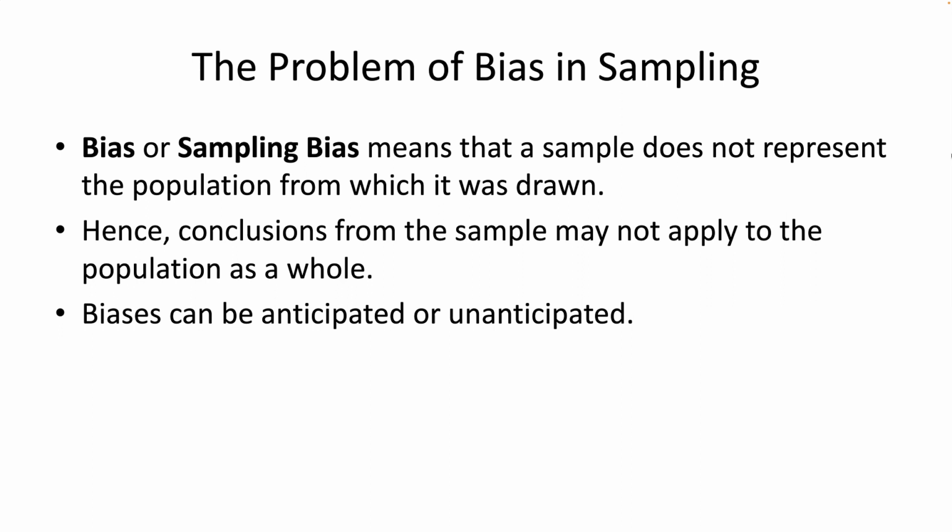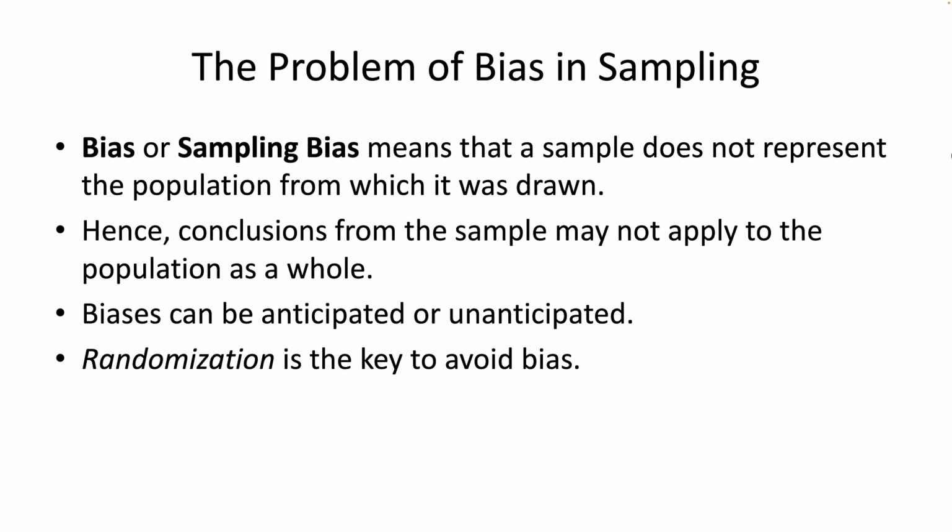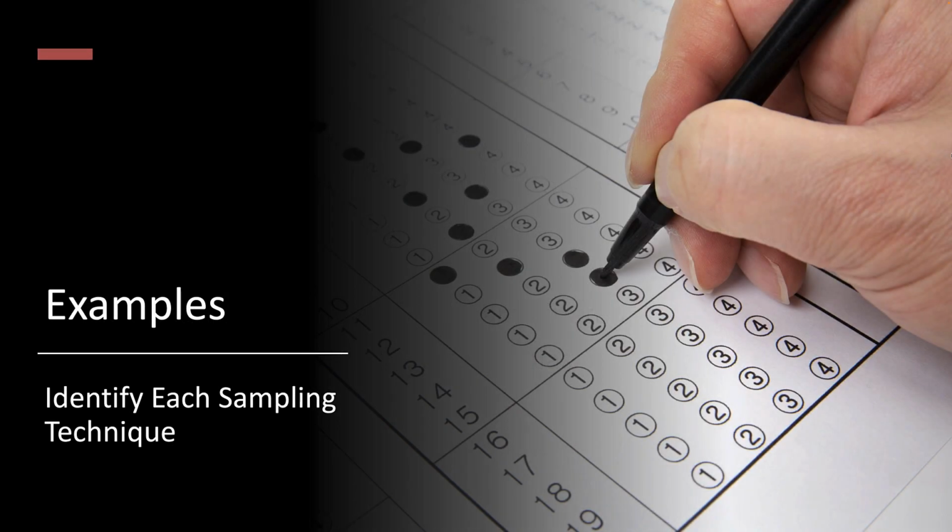Even though you set up a simple random sample, you may still have parts of your population that were simply left out of the sample just by random chance. Their number was not drawn. But by and large, randomization is the key to avoid bias in sampling. Let's end this video with a few examples. Let's see if we can identify each sampling technique being displayed.